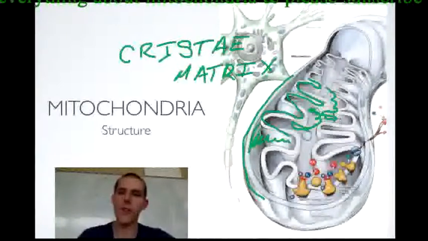Cellular respiration, or the production of ATP, which we'll talk about in a couple weeks, happens in this membrane right here. So it is beneficial for this membrane to be all folded up because that increases its surface area, which means that it can have more machinery for making ATP. So that would be the structure of our mitochondria.